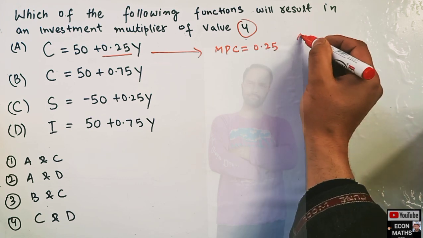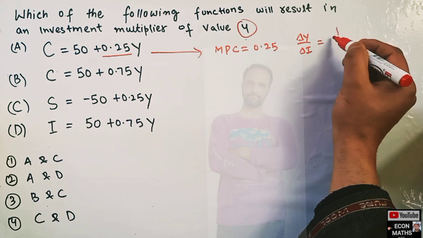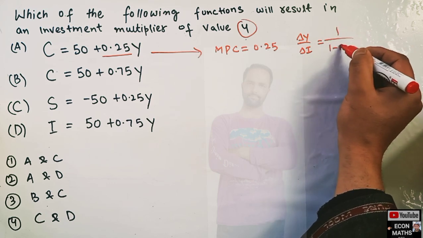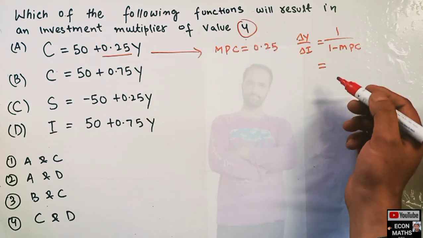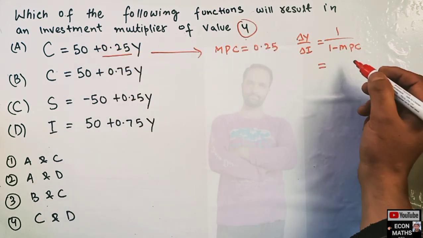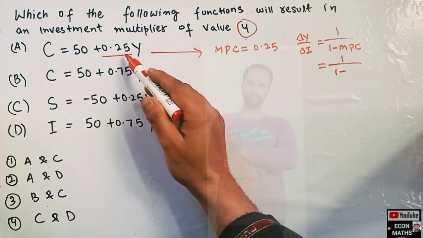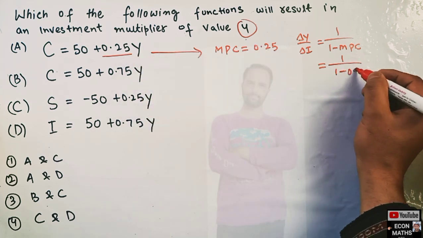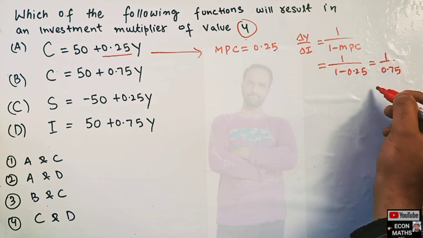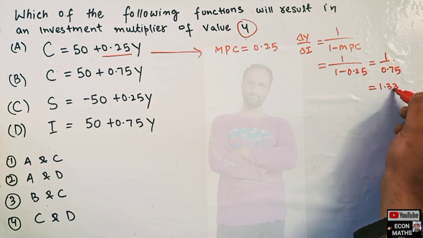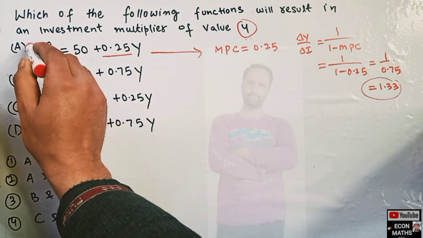We know the investment multiplier is given by del y upon del I, which is equal to 1 divided by 1 minus MPC. So we should get a value of 4. If not, then this option will not be correct. So we have 1 upon 1 minus 0.25. This comes out to be 1 upon 0.75, which is equal to 1.33. We did not get the value as 4, so this option cannot be correct.